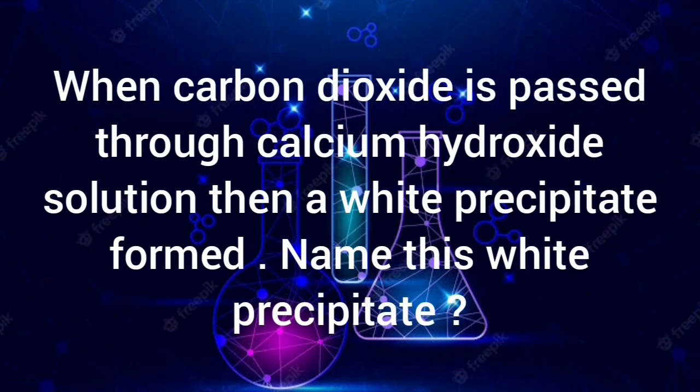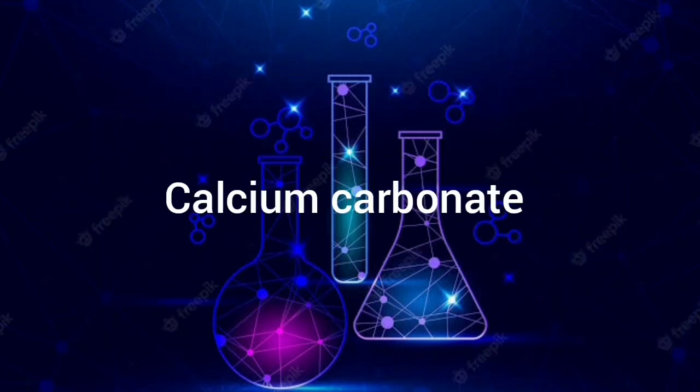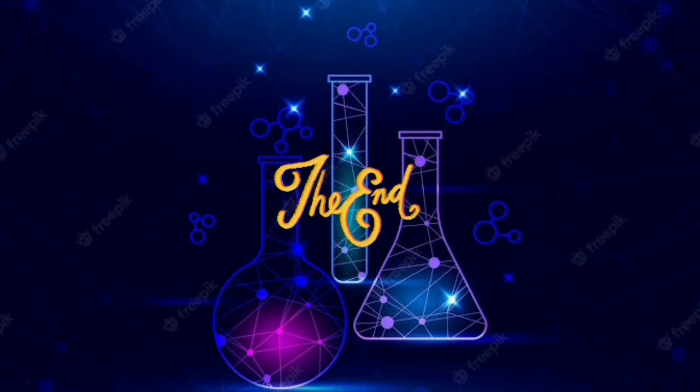When carbon dioxide is passed through calcium hydroxide solution, then a white precipitate forms. Name this white precipitate. Your time start now. Its correct answer is calcium carbonate. And that's the end of the question.